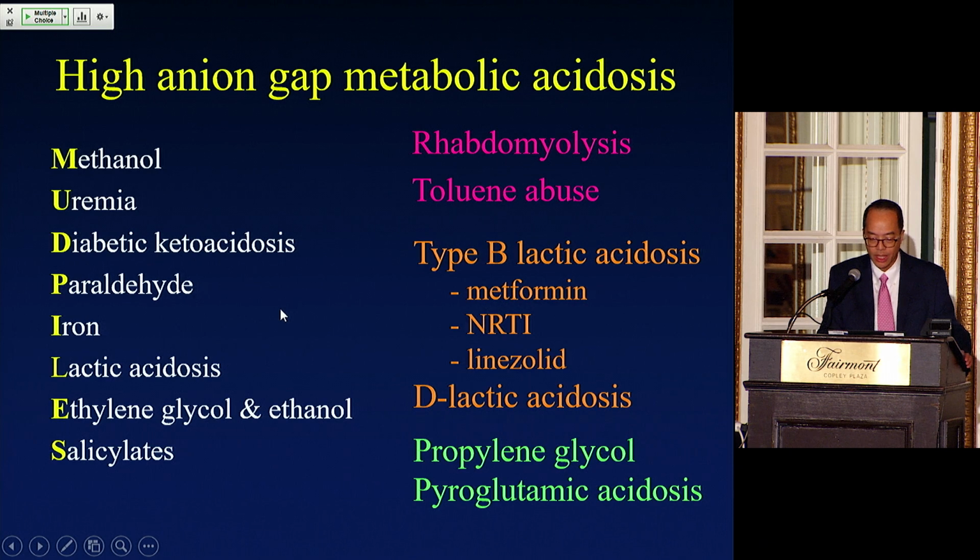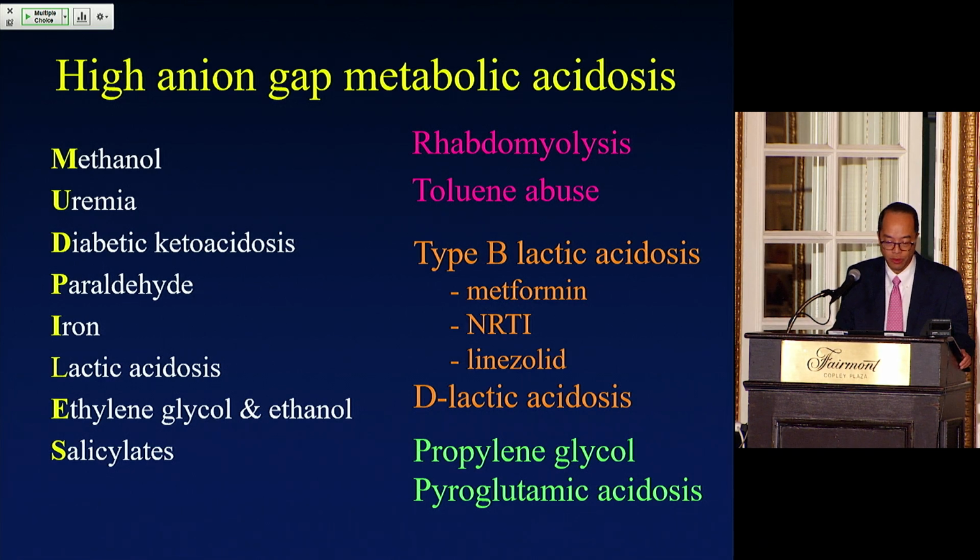So the anion gap is essentially a surrogate indicator of the presence of additional unmeasured anions. And so the causes of high anion gap metabolic acidosis we're all familiar with. Everyone has their favorite mnemonic. MUDPILES is commonly used, which are methanol, uremia, DKA, paraldehyde, iron, lactic acidosis, ethylene glycol or ethanol, and salicylates.